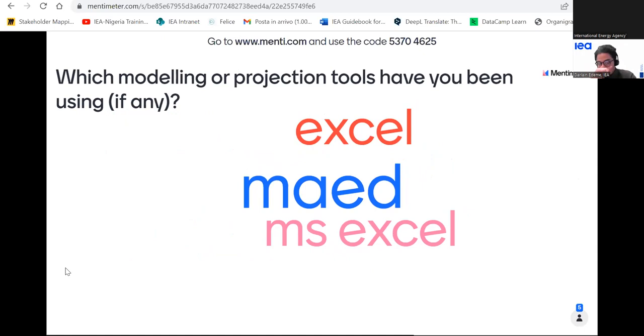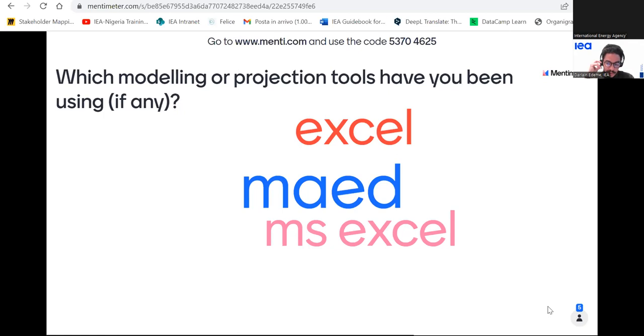Okay, so I see most of you are really using Microsoft Excel, which is very good, because this is the tool we'll be using, at least in this first part of our modeling webinars. Also today we will have an exercise in Microsoft Excel. So it is good that all of you are quite familiar with this tool.